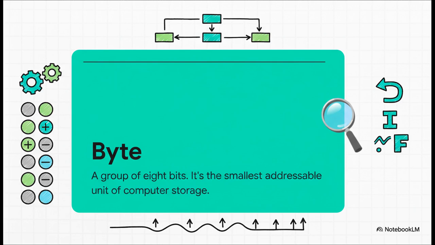Now, the key word to latch onto here is addressable. What that means is that a byte is the smallest chunk of data your computer can actually pinpoint and grab from its memory. Think of it like this. Every single byte has its own unique street address. It's how the computer keeps everything organized.